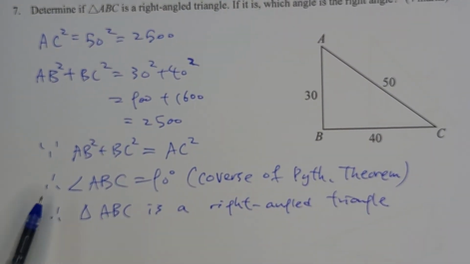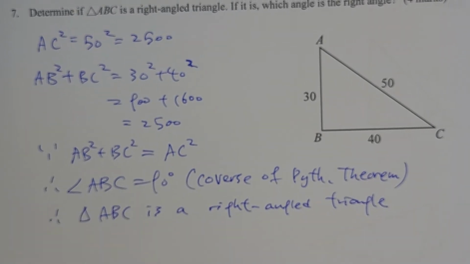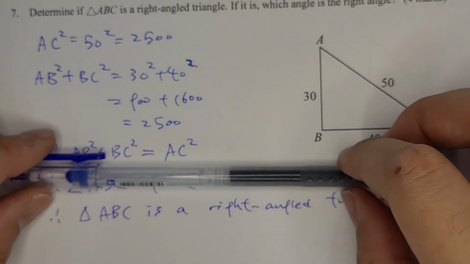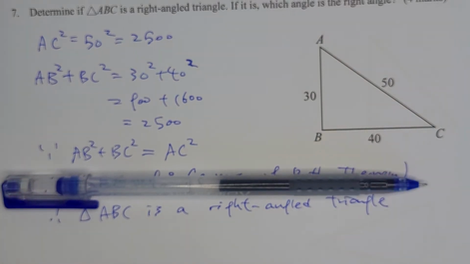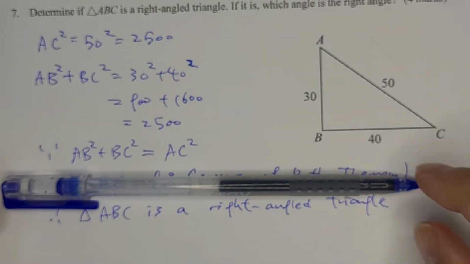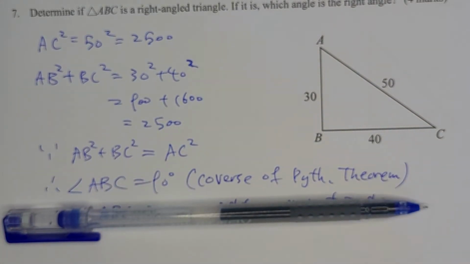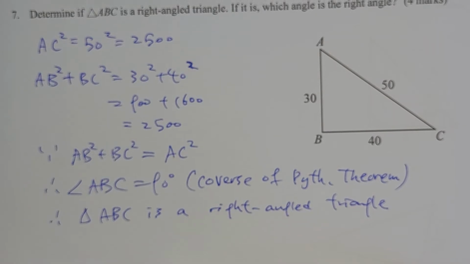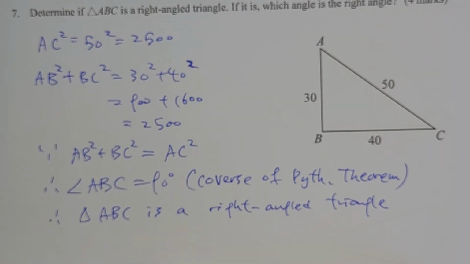Remember, you should state this one first. Some of you omit this one. Just because AB squared plus BC squared equals AC squared, therefore this is a right angle triangle. Not okay. Because you need to state clearly which angle is a right angle. Then you make the conclusion this is a right angle triangle. Okay? And here is a common mistake.